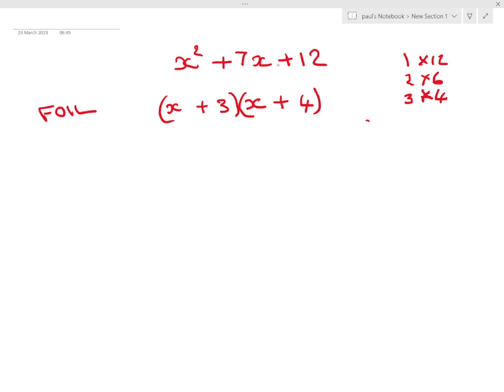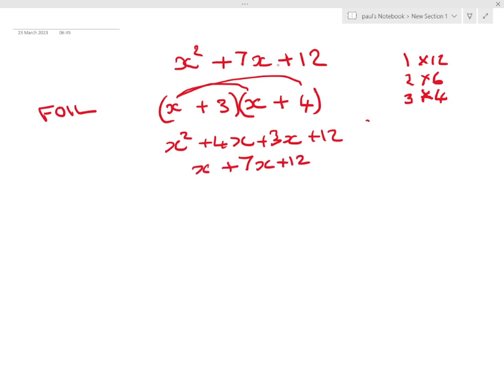And if we were to FOIL this back out, we'd go x times x is x squared, x times 4 is 4x, x times 3 is 3x, and 3 times 4 is 12. You tidy up the two middle terms, you get 7x plus 12 and x squared at the beginning. So you're back to where you were right there. So that's what we do with this. So let's go at another one.